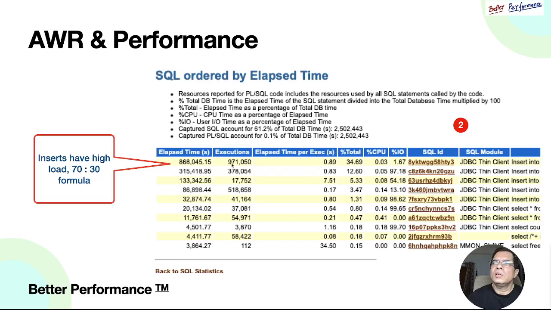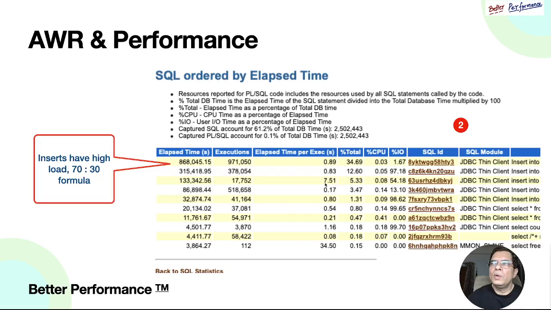Executions is, let's say, close to 1 million, whereas it has approximately 868,000 seconds of elapsed time for this many executions. That means approximately 890 milliseconds it is taking by each CPU, by each query. Similarly, if we look at the next one, it is also taking approximately 830 milliseconds per execution.